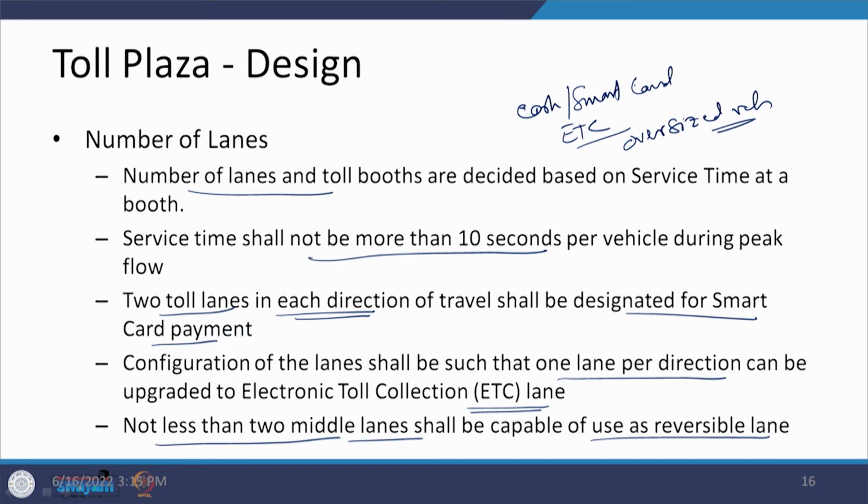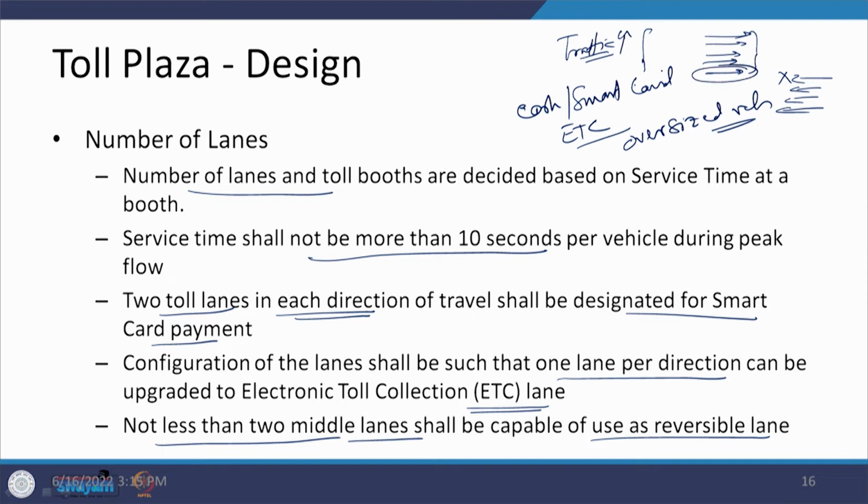Now, what is this reversible lane? The lanes have been provided like this, and there again there are lanes which have been provided like this. So, when the traffic is quite high here, it may happen that these 4 lanes are not adequate enough to give the service in terms of toll collection. So, what we can do is that this lane can be utilized again in this direction.